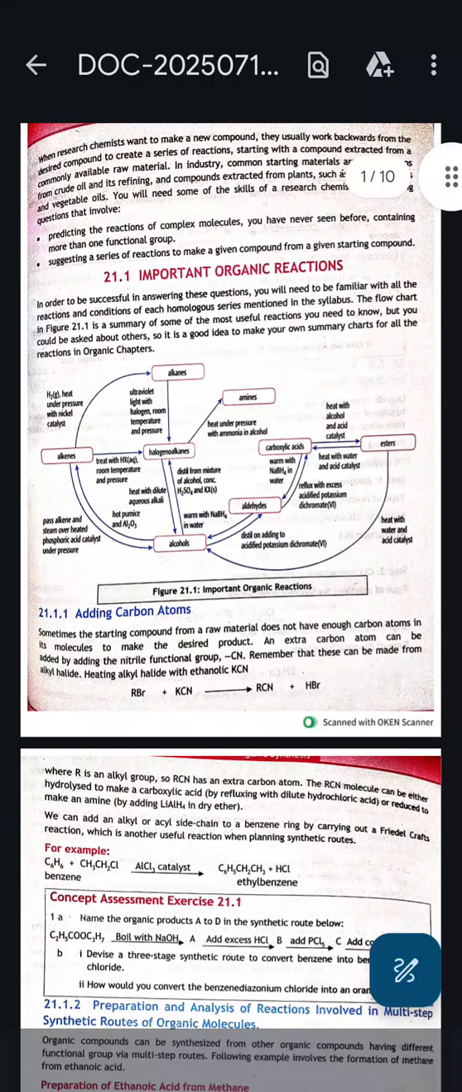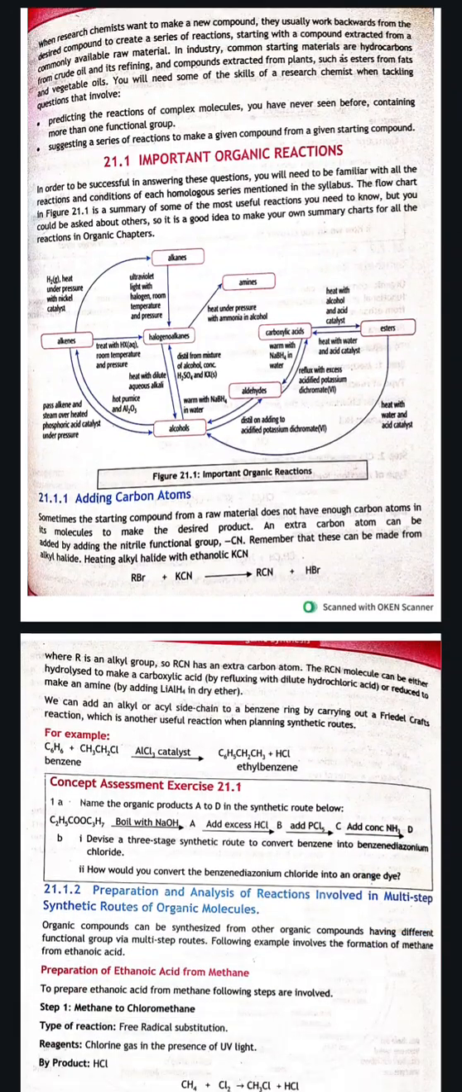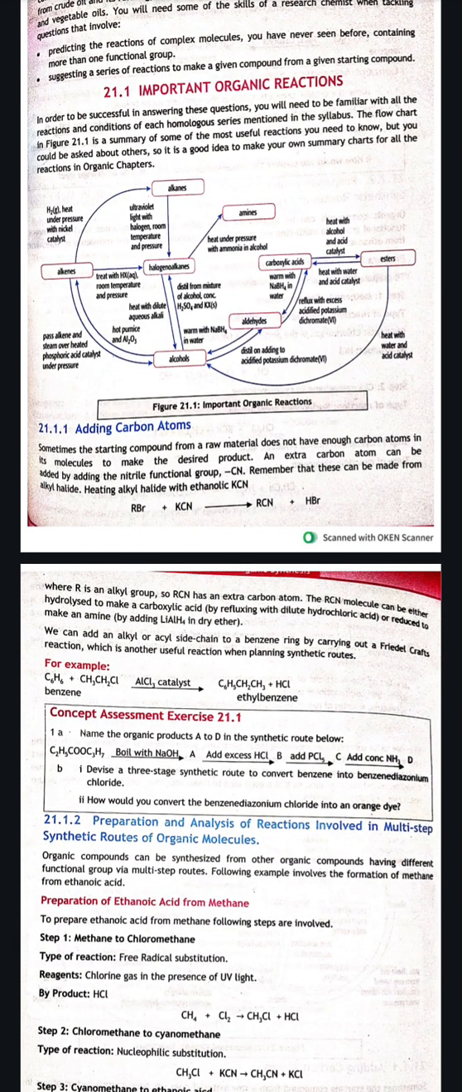You will need some skills of a research chemist when tackling questions that involve predicting the reactions of complex molecules you have never seen before, containing more than one functional group, and suggesting a series of reactions to make a given compound from a given starting compound. Important organic reactions: in order to be successful in answering the questions, you will need to be familiar with all the reactions and conditions of the homologous series.